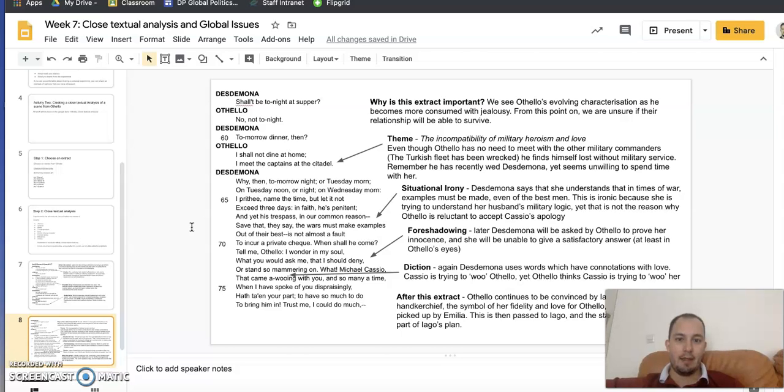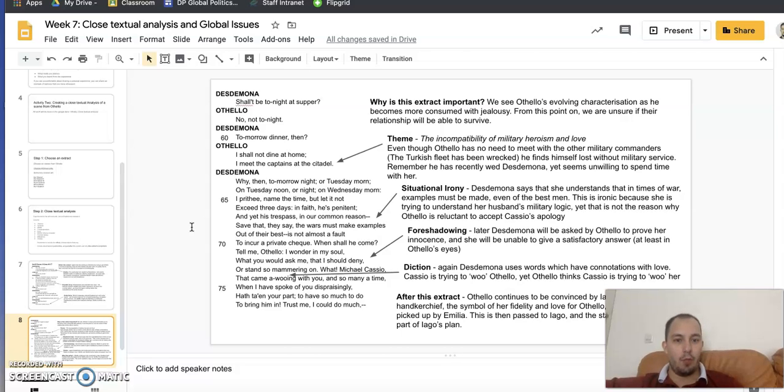And then we have this idea of Desdemona saying, shall we have supper? When are we going to meet? What about tomorrow? And Othello says, no, I can't. I'm meeting the captains at the citadel. And this theme of the incompatibility of military heroism and love.